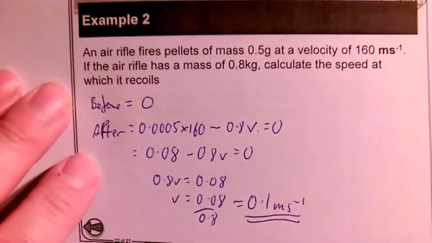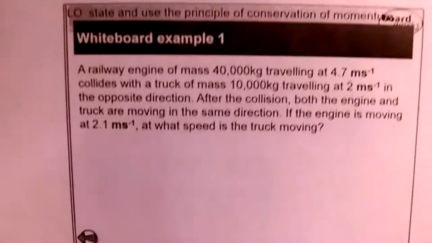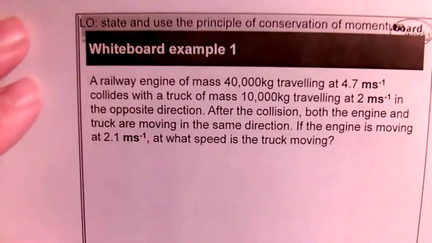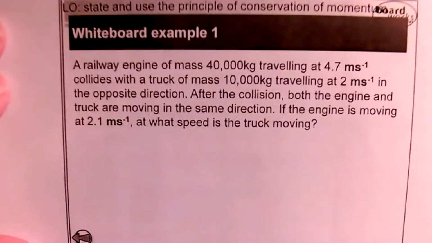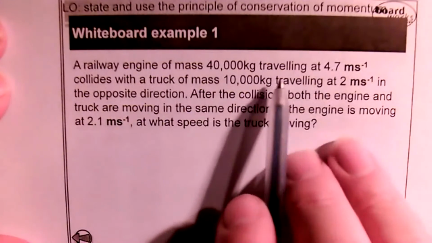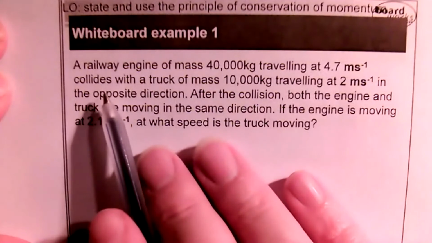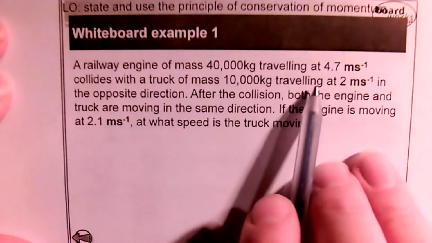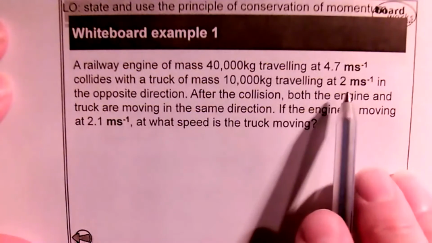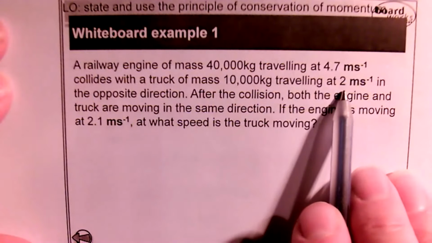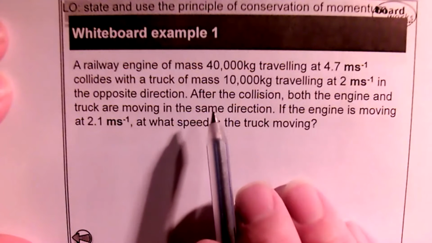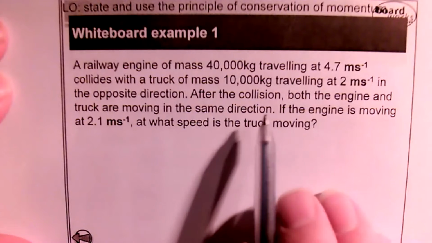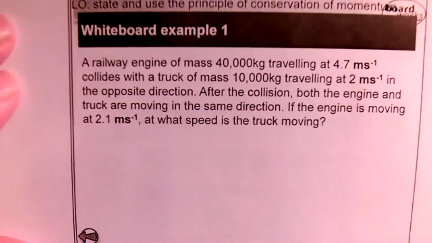The next conservation of momentum question is about a railway engine again. It looks very, very similar. A railway engine of mass 40,000 kilograms traveling at 4.7 meters per second collides with a truck of mass 10,000 kilograms traveling at 2 meters per second in the opposite direction. So that's negative. After the collision, both the engine and the truck are moving in the same direction, but they're not stuck together. So we have to think very carefully.